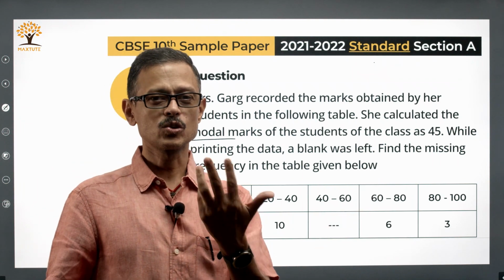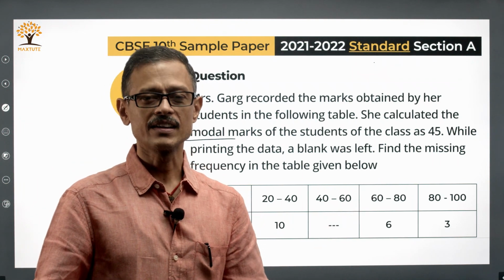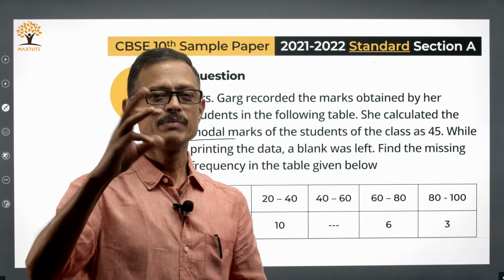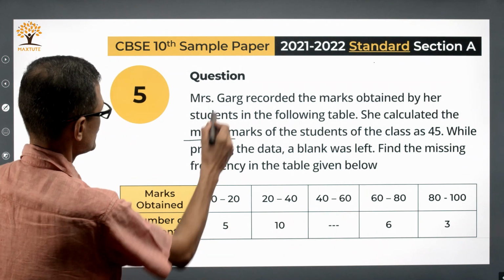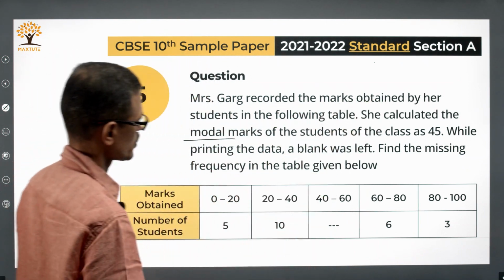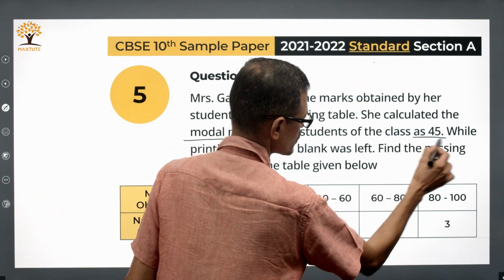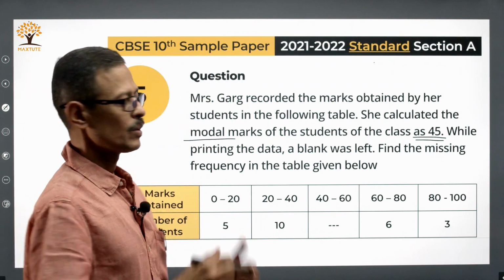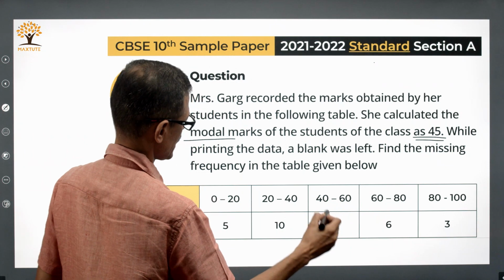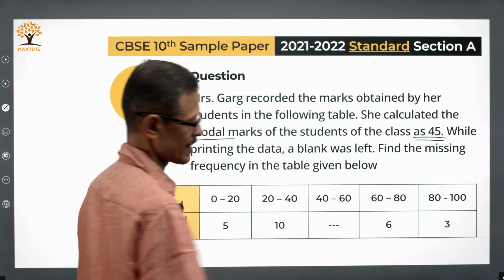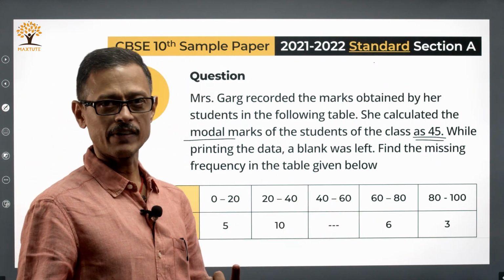2 of these questions are 2-mark questions and 1 is a 3-mark question. If you know the formula to compute mean, median, mode, all these 3 questions are straightforward questions. Get started. Mrs. Garg noted down marks of her students. The modal marks works out to 45 for this class. What we need to compute is that in this data something is missing, and that's a frequency of this particular class. So this frequency is what we need to find out.